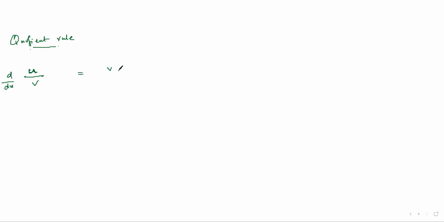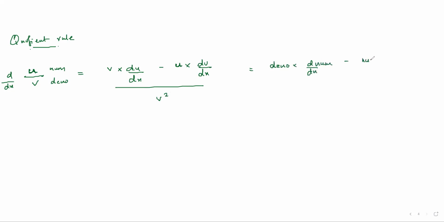denominator. V into derivative of numerator minus u, numerator into derivative of denominator, the whole divided by denominator square. Okay, so I'll use numerator and denominator. So how will you use that numerator by denominator? Denominator into derivative of numerator minus numerator into derivative of denominator, by denominator square. Okay, so is that clear?